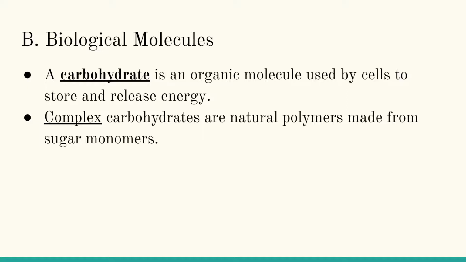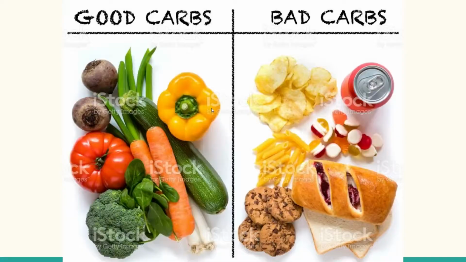Carbohydrate is an organic molecule used by cells to store and release energy. Complex carbohydrates are natural polymers made from sugar monomers. So sugar will keep adding on top of itself until it makes something called a carbohydrate. Here's some examples of carbs. Good carbs are usually in the starchy, hard vegetables. And the bad carbs are usually bread and sugar and stuff like that.